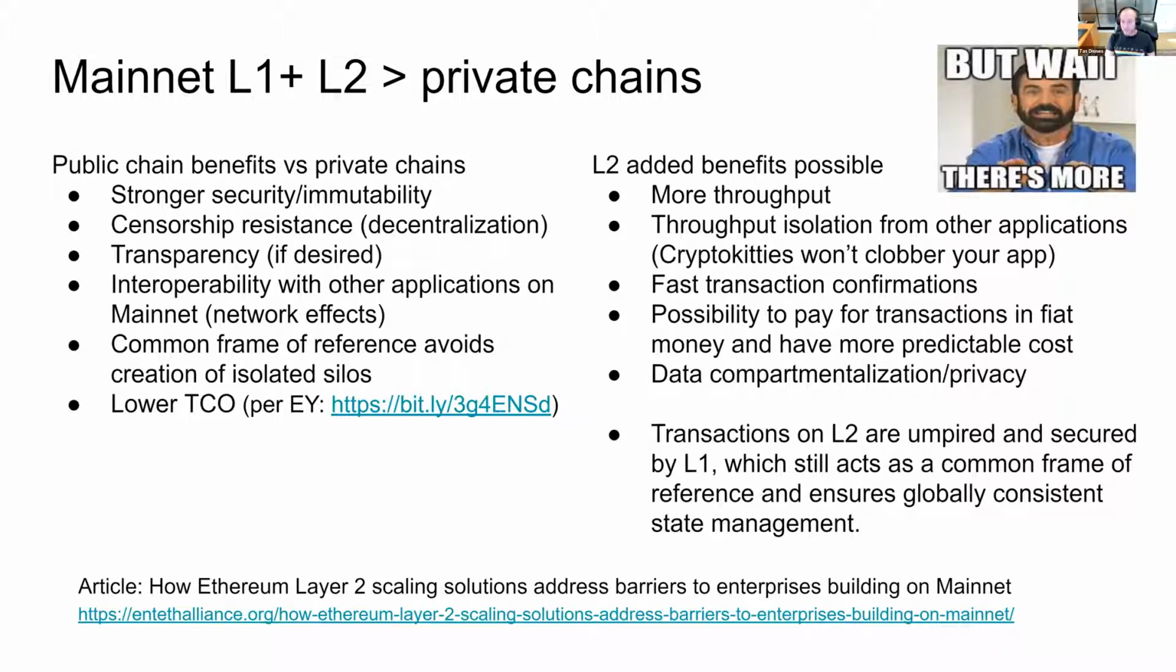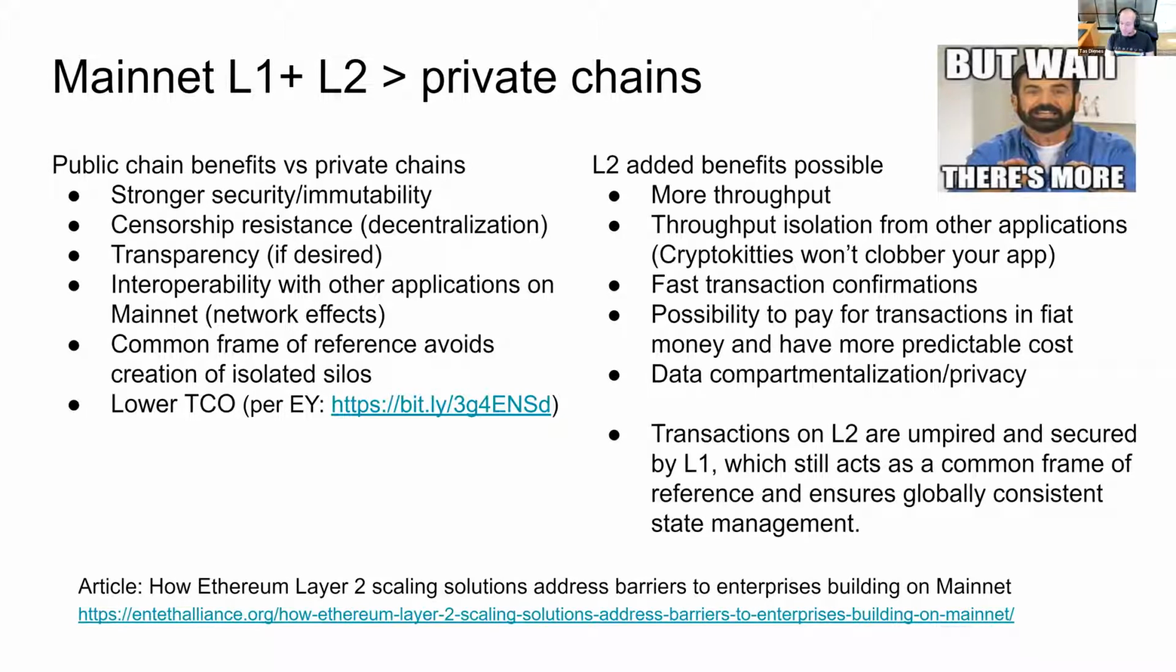You can also have data compartmentalization or privacy. So you can have a private layer 2 and keep all of the data in that layer 2 network off of layer 1 and away from the public. So if you want to have private transactions between a consortium or within an enterprise and have sensitive data on that blockchain, you can do that on a layer 2 chain and have a private layer 2 chain that keeps the data off of mainnet and maintains privacy.